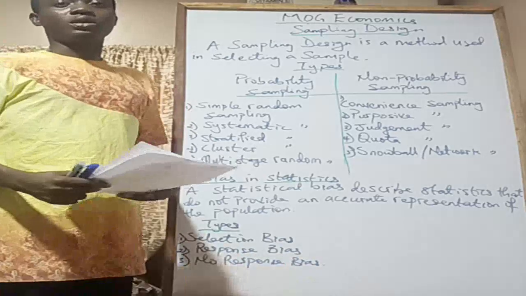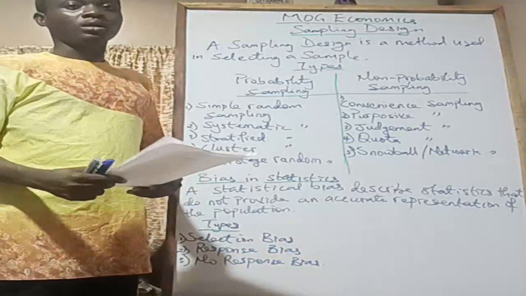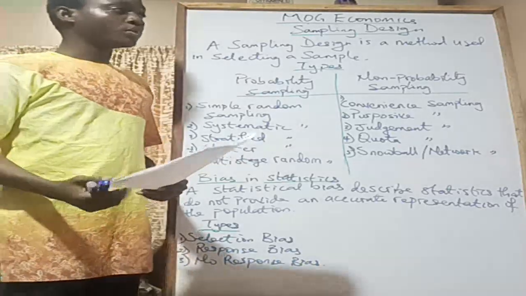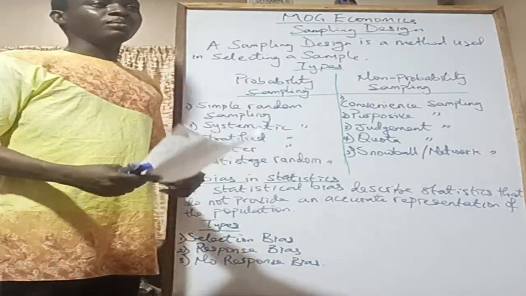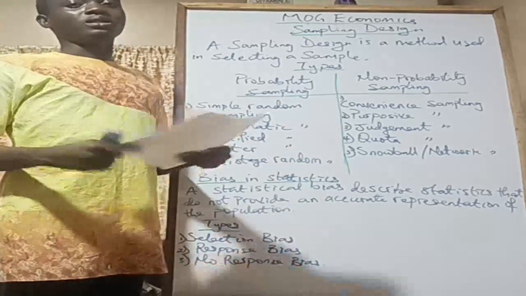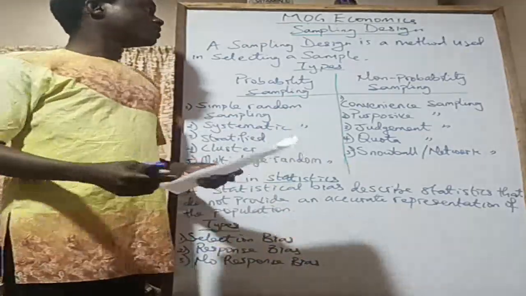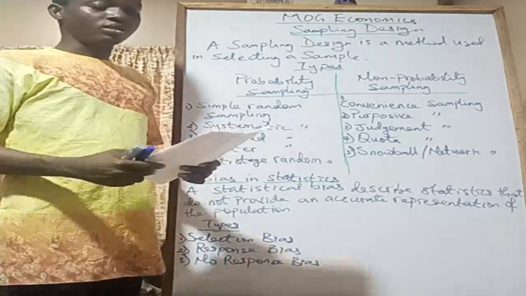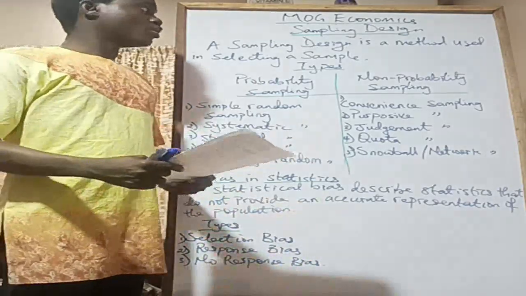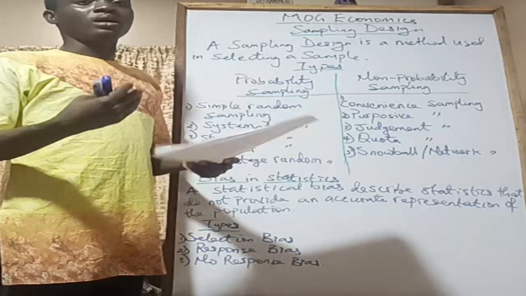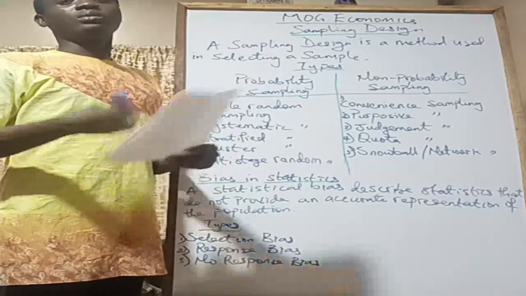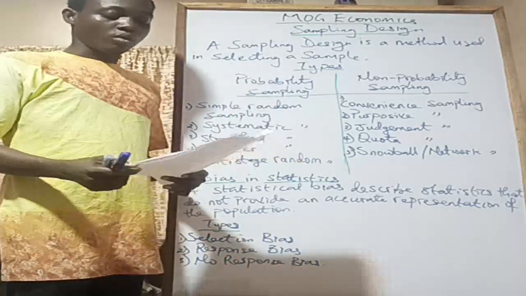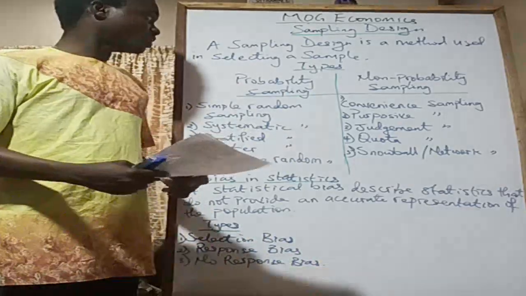So today we shall be talking about sampling design, and then we'll be looking at bias in statistics as well. So what's the sampling design? Sampling design is basically the process of obtaining a sample, right? So sampling design is a method used in selecting a sample. We already spoke about what a sample is in our previous lesson. So what is the process by which a researcher might get a sample that he or she is going to use for a particular research work or an experiment?